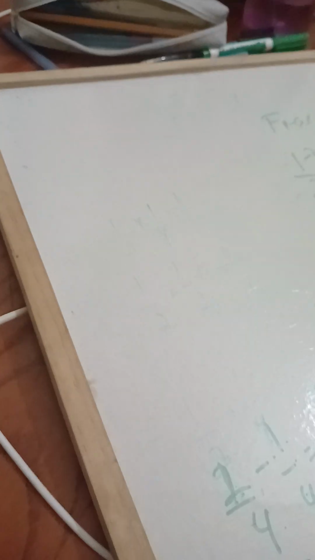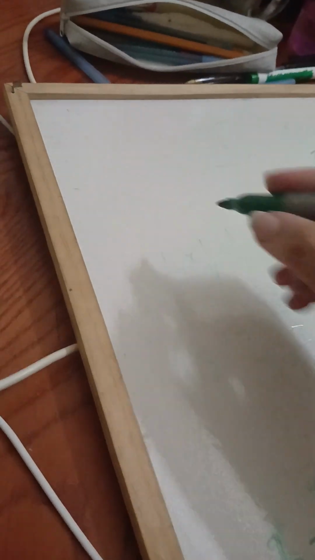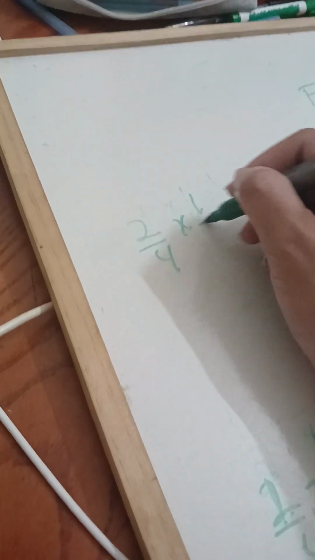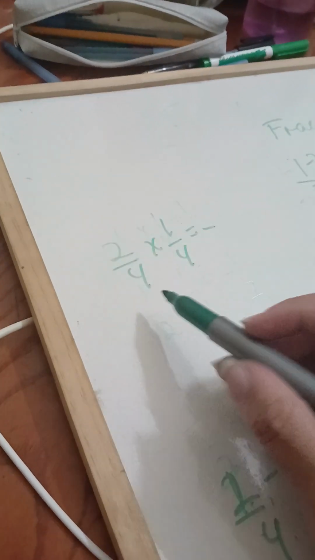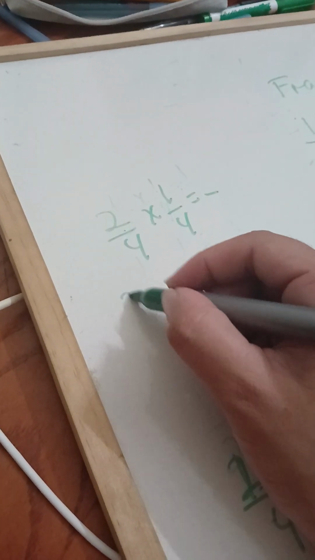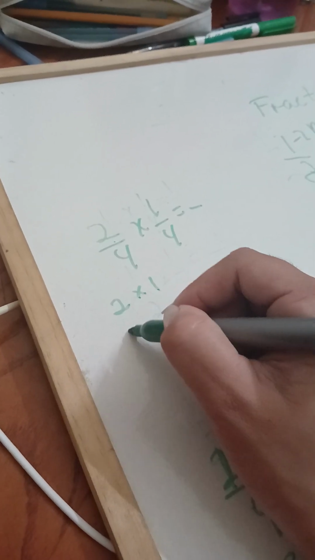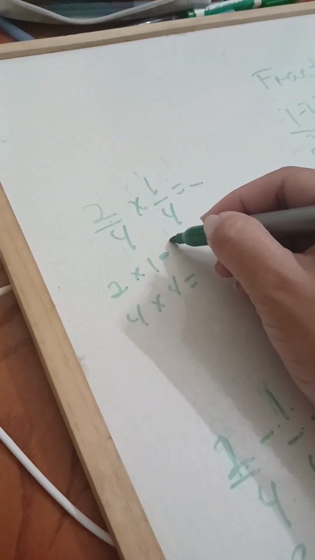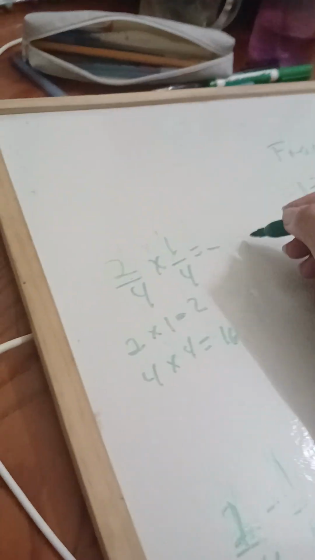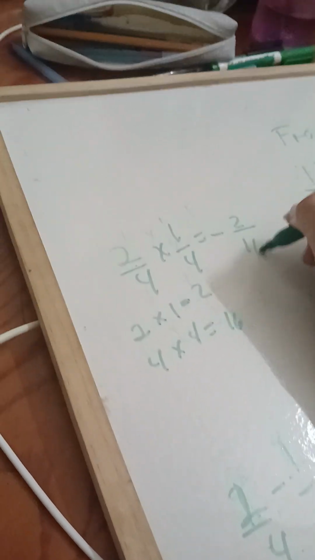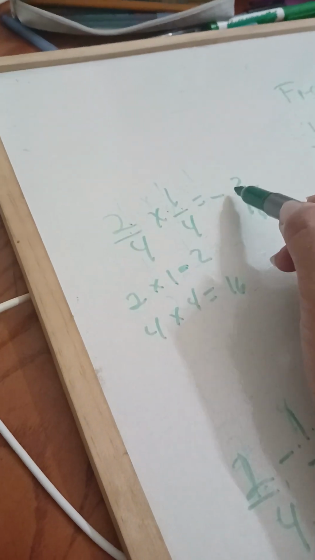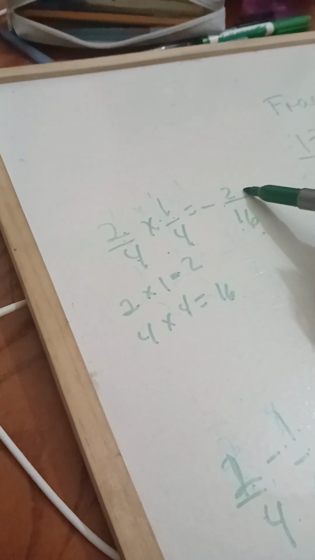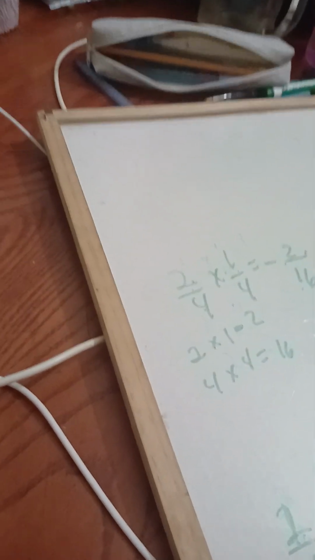Now, multiplication is even easier. You have 2/4 multiplied by 1/4. You do 2 times 1 and 4 times 4. And then it's 2/16. 2 multiplied by 1, 2. 4 multiplied by 4, 16. The answer is 2/16. Okay?